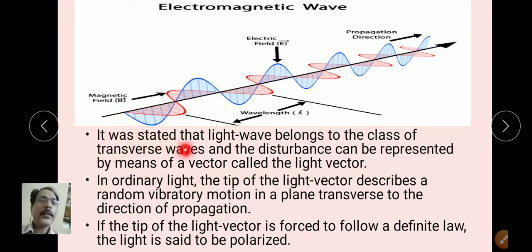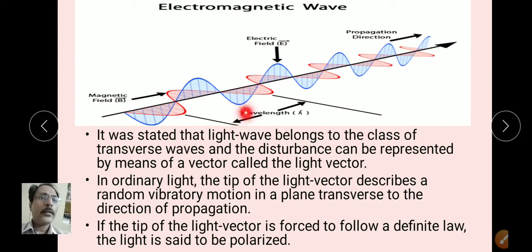It was stated that light wave belongs to the class of transverse waves and the disturbance can be represented by means of a vector called the light vector. As we studied earlier, when light propagates it is in the form of transverse waves. You can see the two waves in here, one is blue color, one is red color. These two waves are representing the two vectors: the blue color represents the electric field vector and the red color represents the magnetic field vector. So it is moving in this direction.